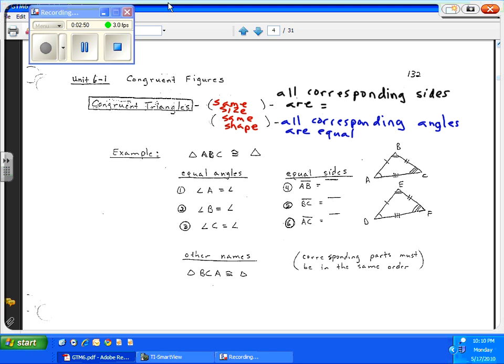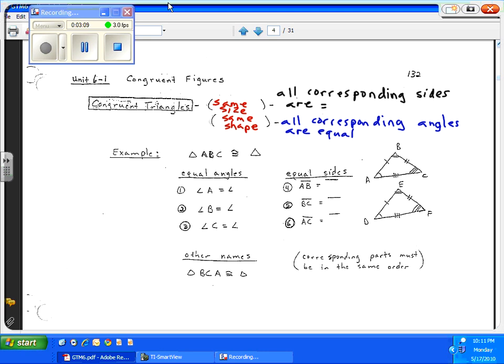So congruent triangles are triangles that are the same size and same shape. In congruent triangles, all of the corresponding sides are equal. That comes from being the same size. And all of the corresponding angles are equal. That comes from being the same shape.